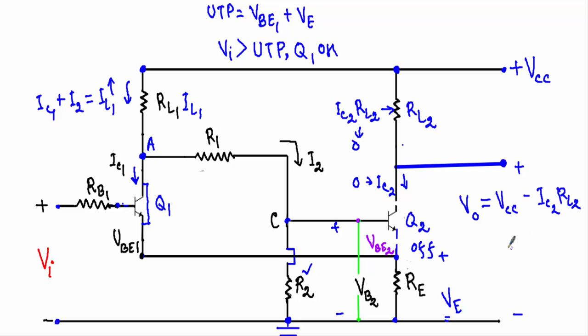That means now our output voltage will be equal to plus VCC. This applied VCC will appear across this terminal and this ground terminal, because there is no other voltage absorbing element. Now consider the emitter current of the transistor Q1.